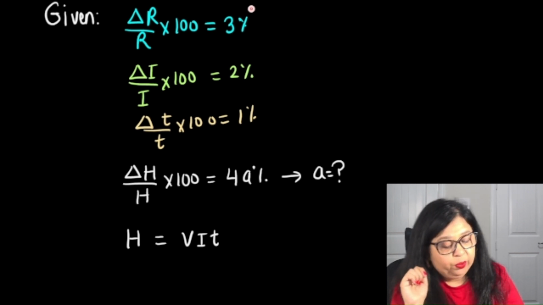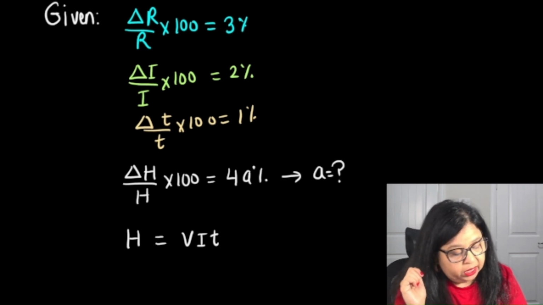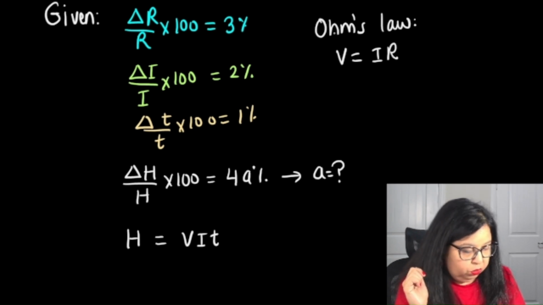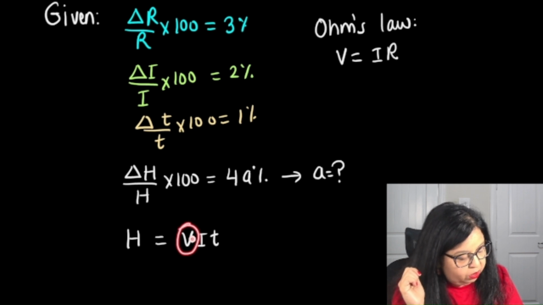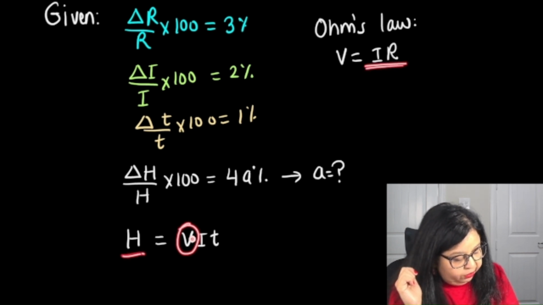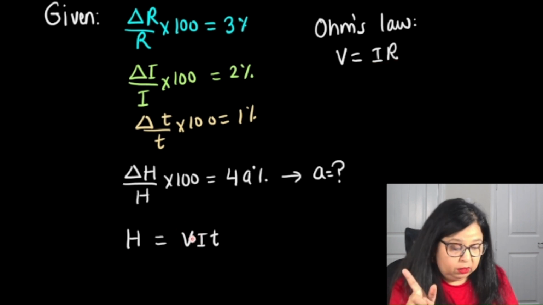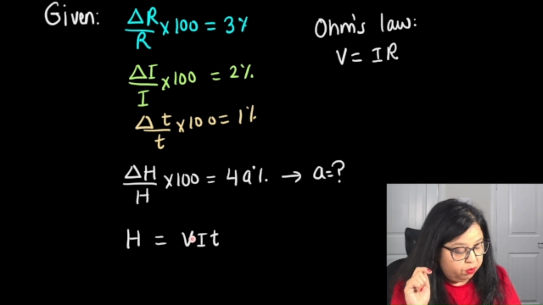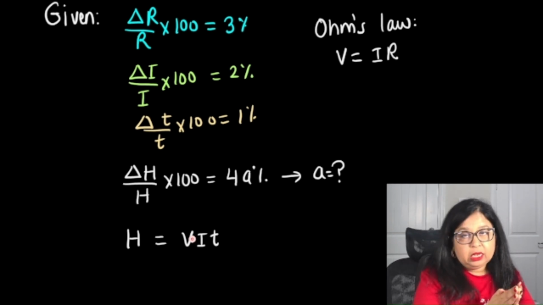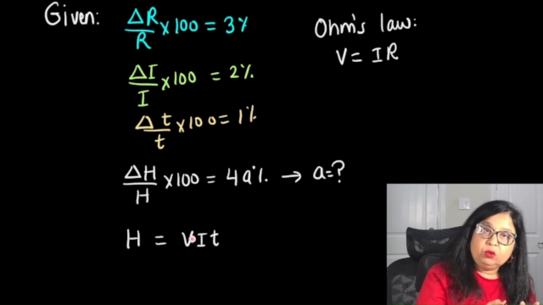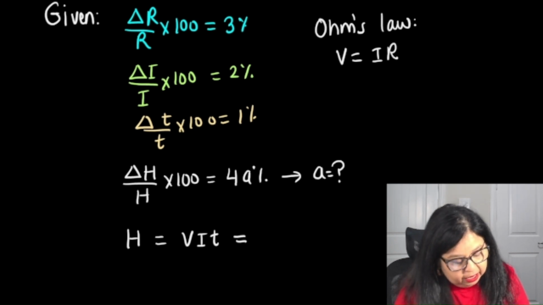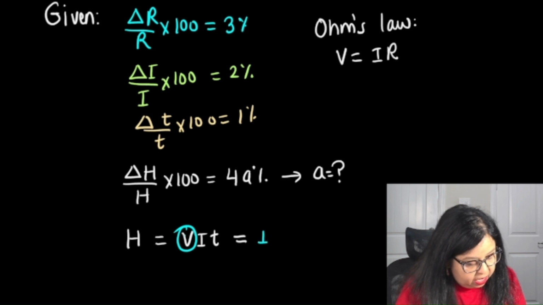We are. How? In the second problem, we looked at something called Ohm's law. Remember it? What did it say? V equals IR. So, if I replace this V with IR, then H will be in terms of I, R, and T only. And we are given the percentage errors in those three quantities. And from there, we can solve for the percentage error in heat dissipated. And from there, we could solve for A. Let's see how we do it. So what I'm saying is, in place of this V, put in IR.